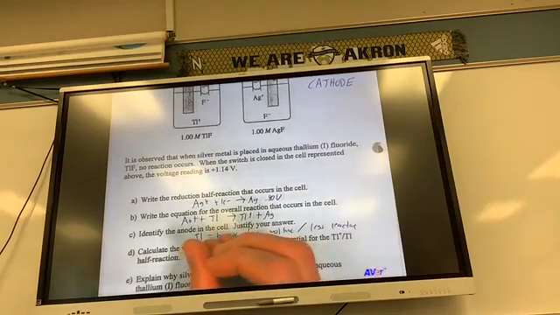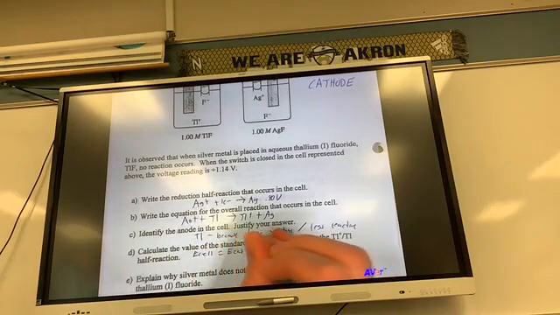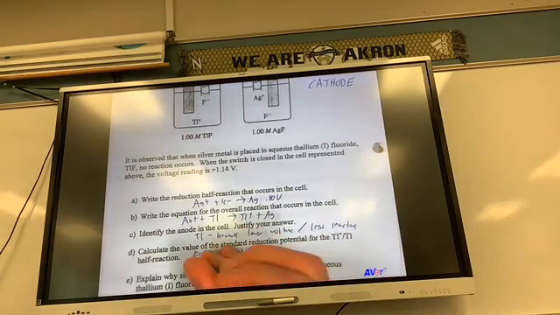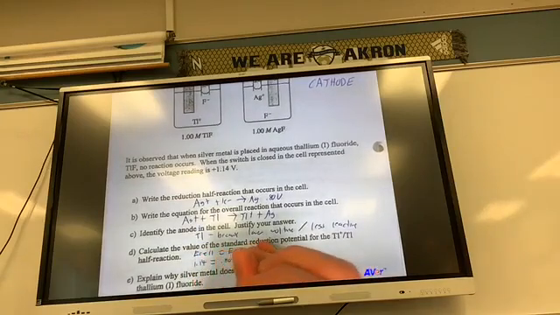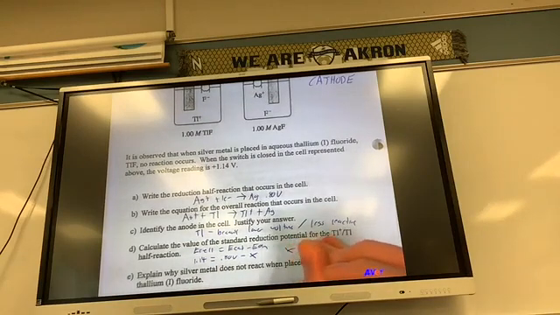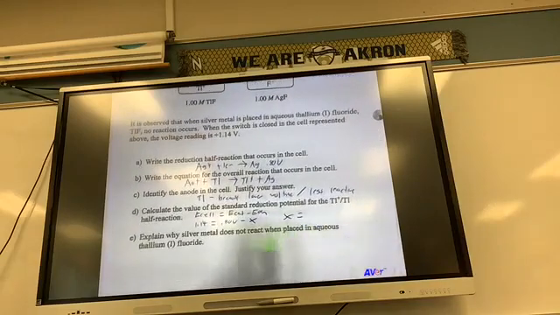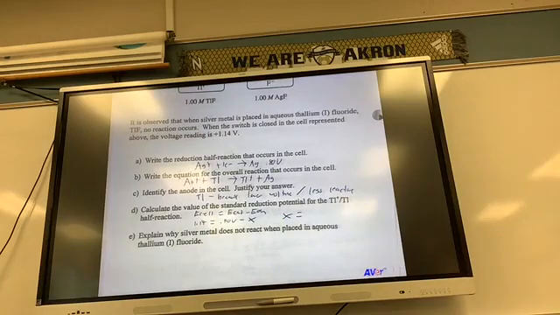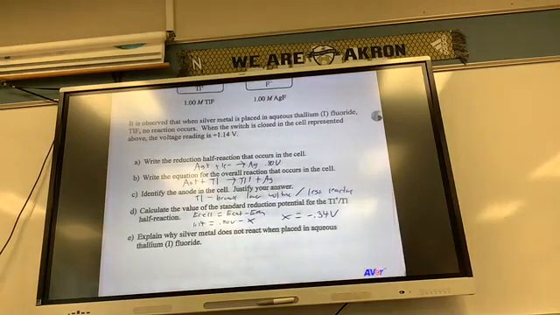Calculate the value of the standard reduction potential for Tl. We know that E cell equals E cat minus E an. So 1.14 equals 0.80 volts minus X. So if I solve for X, X has to equal what? E cat minus E an. So what is my X going to equal? It has to be negative. Right? Yeah. Negative 0.34 volts.